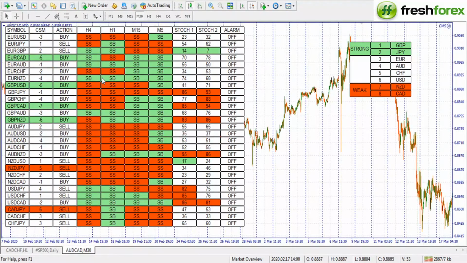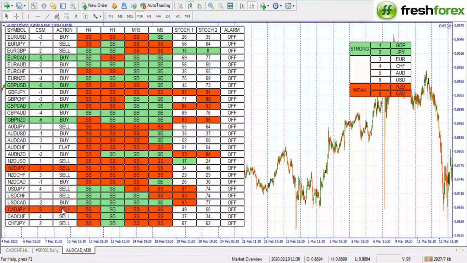Euro NZD, we also have a very good uptrend. The GBP, we have a very good uptrend. Then GBP AUD, we have a very good uptrend. AUD JPY, we have a very good downtrend. AUD CHF, we have a very good downtrend. And then NZD USD, we have a very good downtrend. NZD JPY, a very good downtrend. And NZD CHF, we have a very good downtrend. Then we have USD CAD, where we have a very good uptrend.